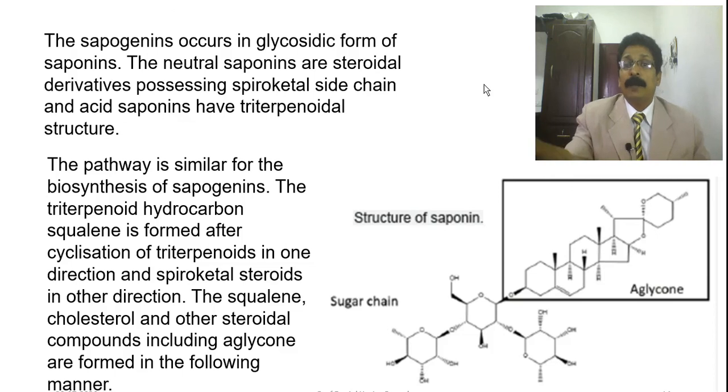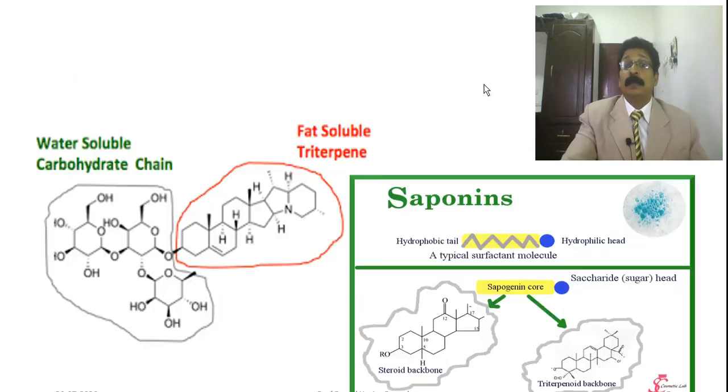The glycan part is a multi-sugar molecule. Three sugar molecules, three glucose molecules, are there. Multi-sugar molecules will be present in the saponin. And this is also to say about saponin.